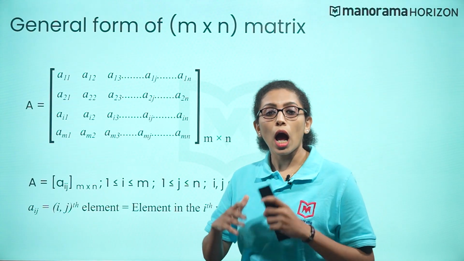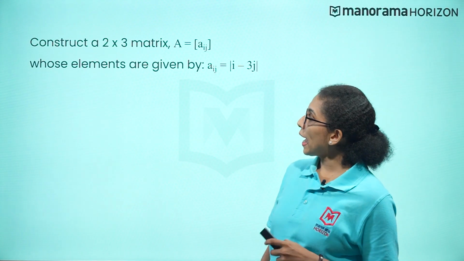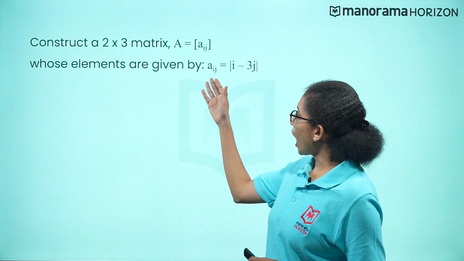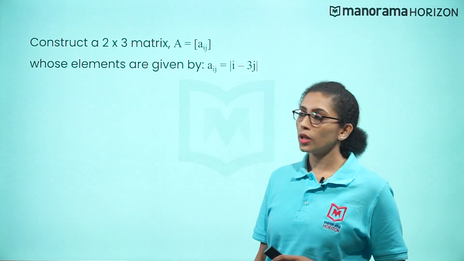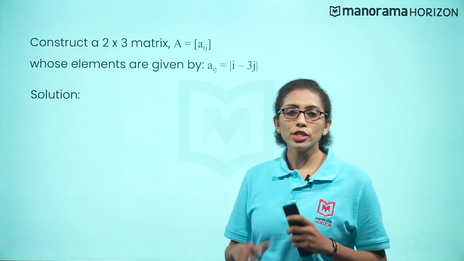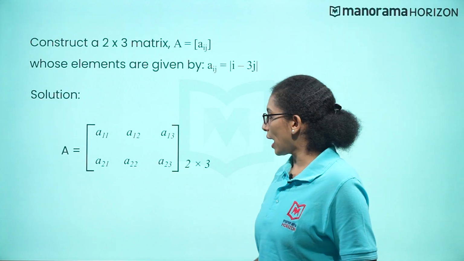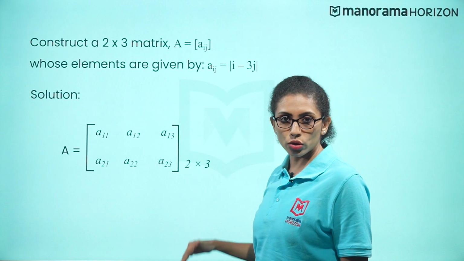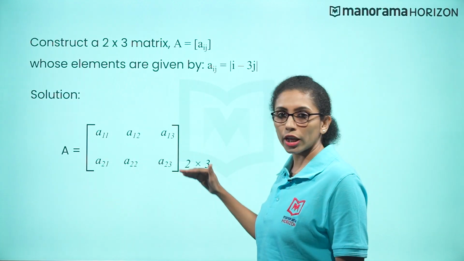Next, we will learn how to construct a matrix through an example. Construct a 2 by 3 matrix A equal to [Aij], whose elements are given by Aij is equal to modulus of i minus 3j. Let's see the solution. In general, a 2 by 3 matrix is given by A equal to square bracket A11, A12, A13 as the first row, and A21, A22, A23 constitute the second row.